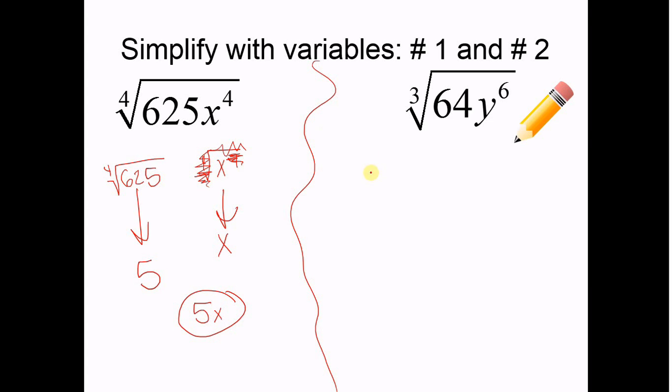Let's look at the next one. Just like last time, let's break this into 2 separate radicals. There we go. 3rd root of 64, if you look on your chart, you should see that that is equal to 4. Now, notice how the index does not match the exponent, so we can't just cancel them out.